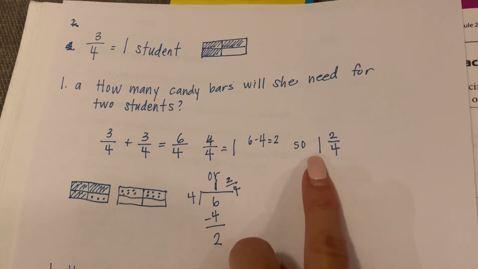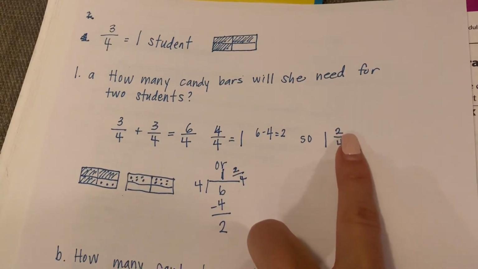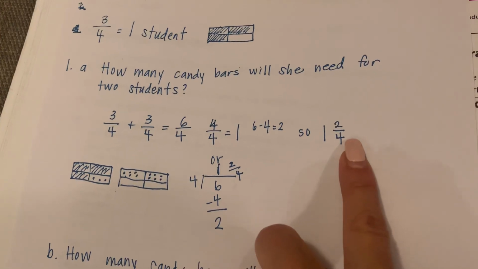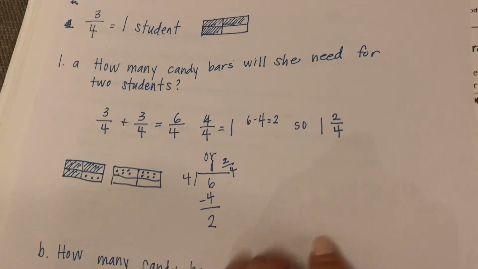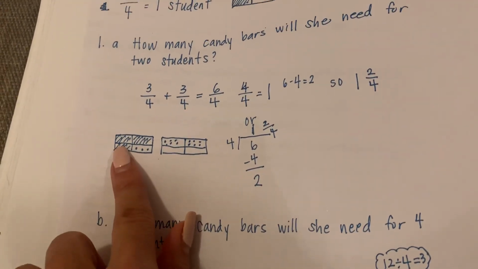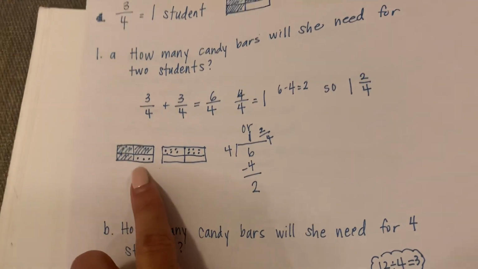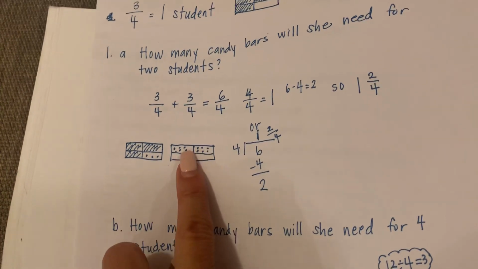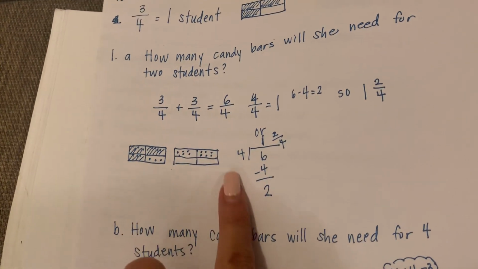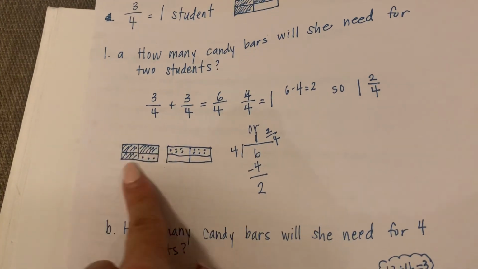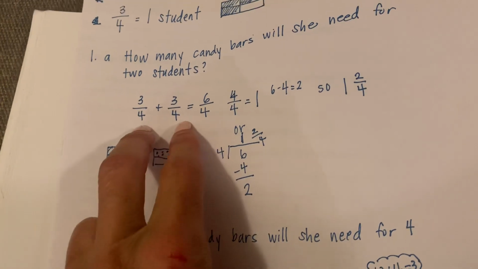So we can think of 1 2/4. And again, you can reduce it by dividing the numerator and the denominator by 2. So it would be 1 1/2. Okay, and then this is a picture of that. So 3/4, these 3 pieces would go to that first student. And then these 3 pieces here would go to the second student. So we can see here, oh, here's 1 and then 2/4 she would need for 2 students.